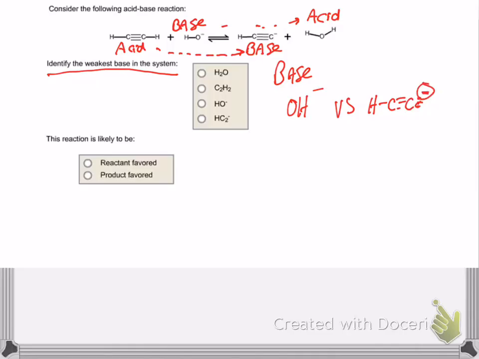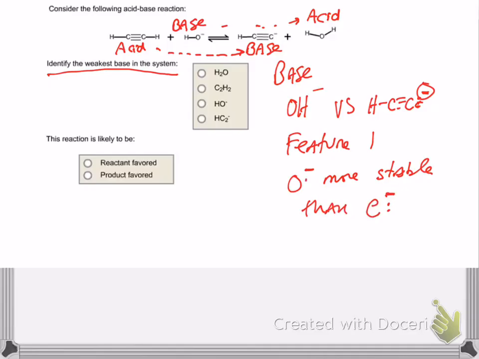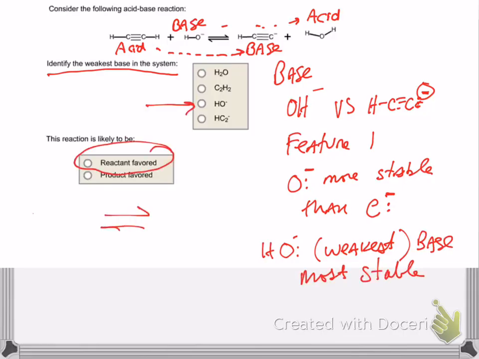These are the two bases that we're asked to compare, because the other two substances are acting like acids. So when we do the evaluation, here there are negative charges on different atoms, which definitely triggers feature 1. O minus is more stable than C minus. Since O minus is more stable, we consider it a weaker base, the most stable. So this reaction is going to be reactant favored, because the weakest, most stable base is in the reactants.